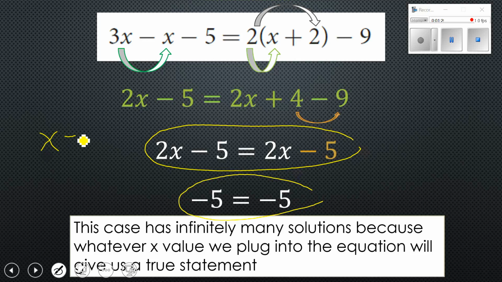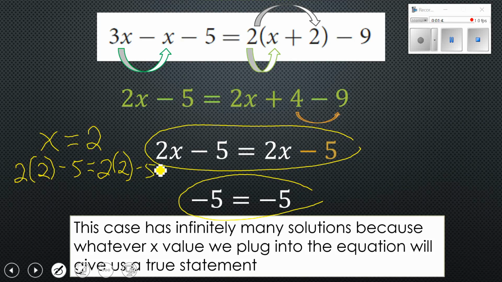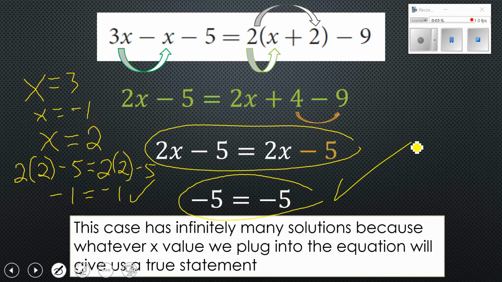So if we were to pick a value of x and plug it in, we will always get a true statement. So here's a case where x equals 2. And we're going to see if x equals 2 is a solution by plugging it in. And we can remember that once we plug a solution in, if we get something equal to itself, then it's a solution. And it doesn't matter what x value we pick. We can pick x equals 3, x equals negative 1. Doesn't matter. Whatever we plug in, we will get something equal to itself. So in this case, again, this is infinite many solutions.